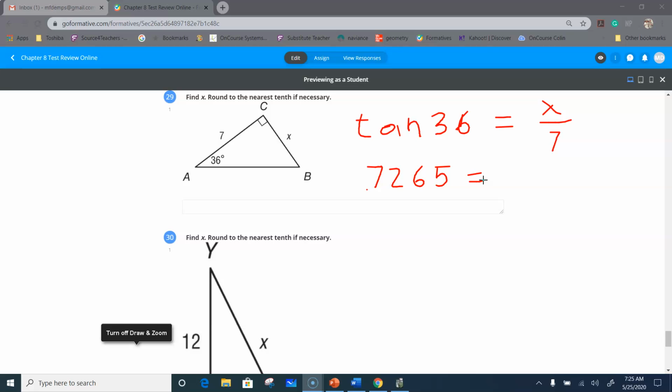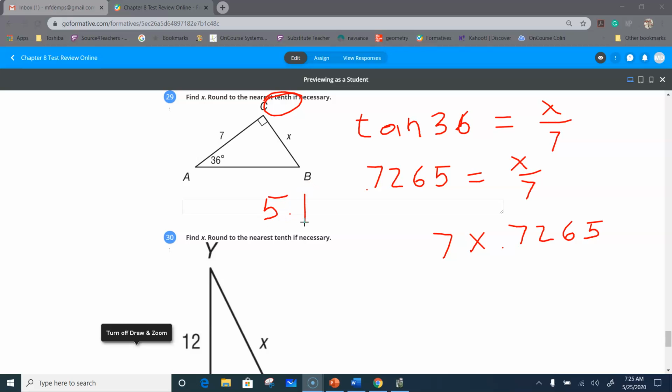So to solve for x, then, I would have to multiply by 7. Right? This is x divided by 7. So to solve for that, we would just take 7 times 0.7265. And just follow the directions, round to the nearest tenth if necessary. So when I do that, I got 5.1.